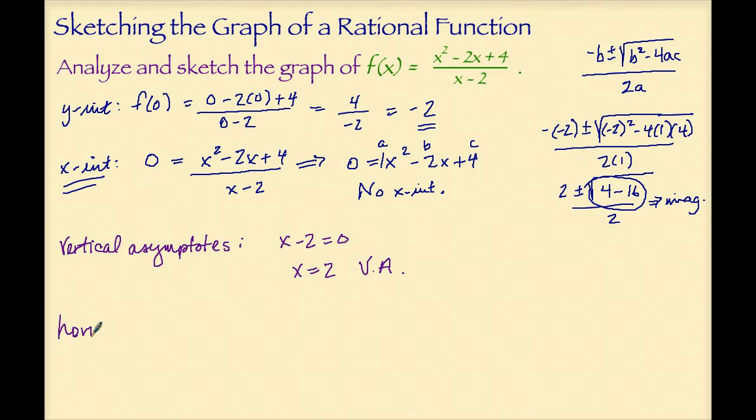Horizontal asymptotes can be found by examining the degree of the numerator and the degree of the denominator of the rational function. So horizontal asymptotes in this particular case, we would have the degree of the numerator is 2. The degree of the denominator is 1. Since the degree of the numerator is greater than the degree of the denominator, there will be no horizontal asymptotes in this particular function.